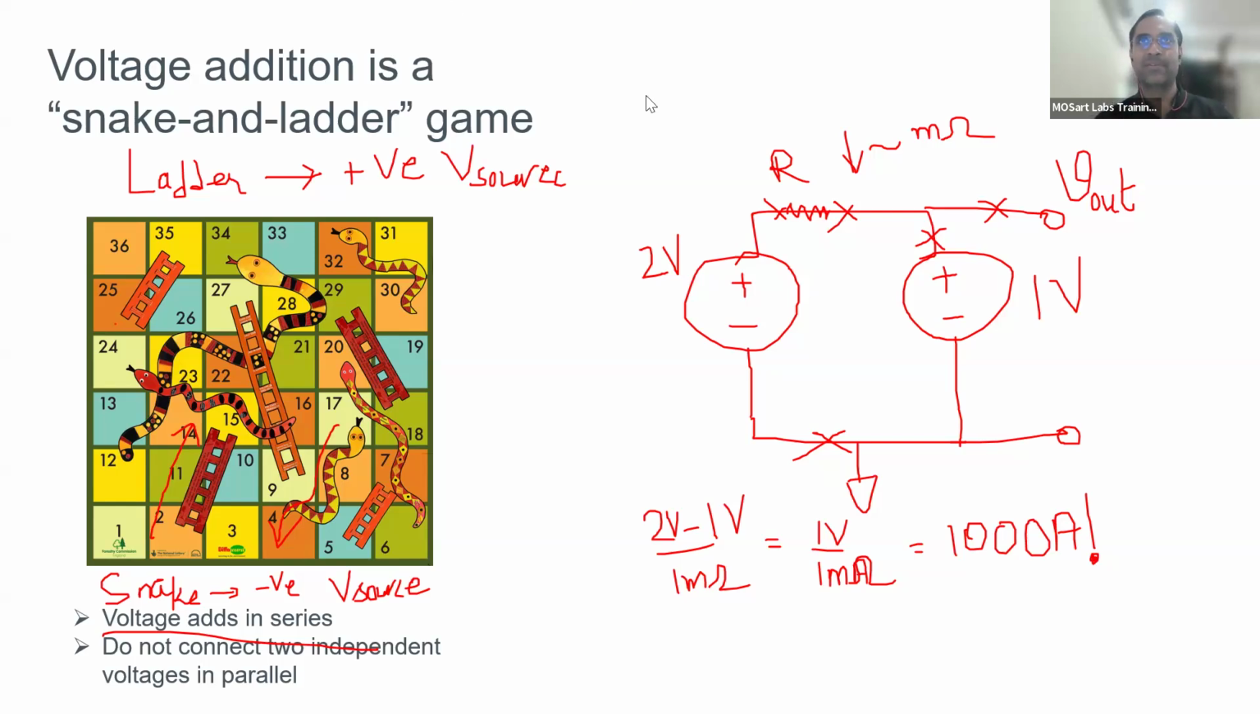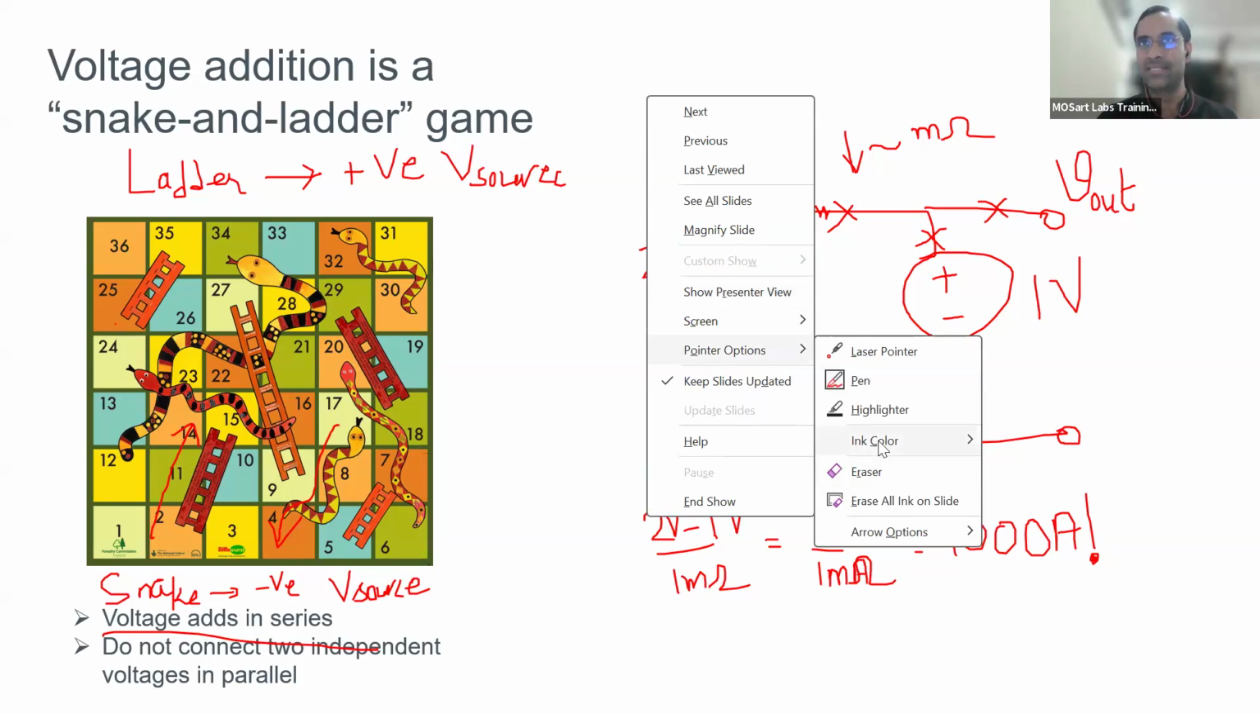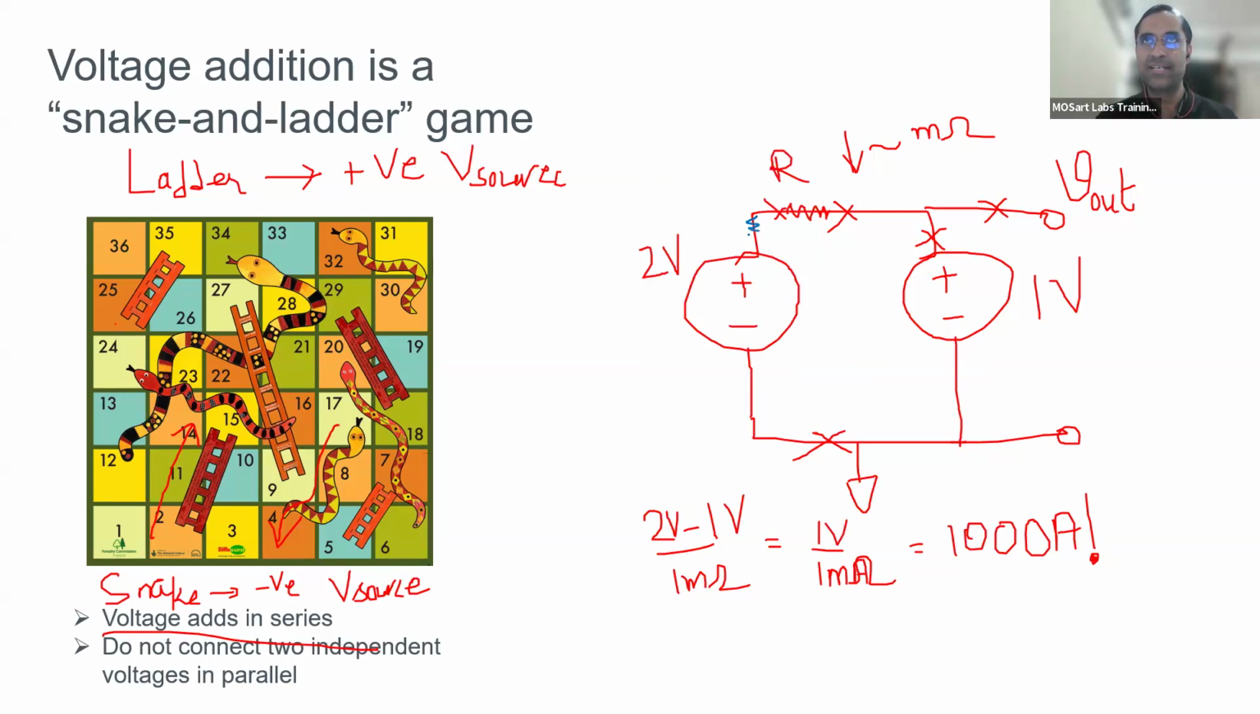Practically, what happens? This is the ideal scenario, when you assume that there is zero impedance or very, very small impedance. Practically, each of these voltage sources or source meters has an output impedance. That is the way the instruments are built.